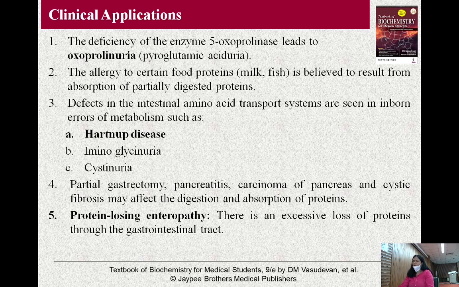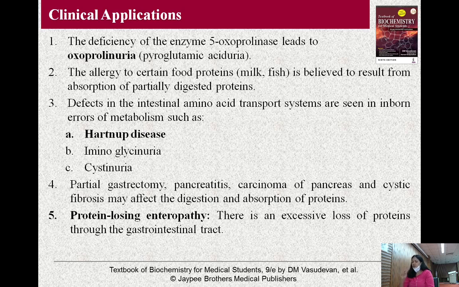Clear? Now you know there is one vitamin which can be synthesized from tryptophan, that is niacin, isn't it? 60 milligrams of tryptophan gives 1 milligram of niacin. So if there is Hartnup's disease, what will happen? The tryptophan cannot be converted into niacin, and niacin deficiency causes pellagra, isn't it?